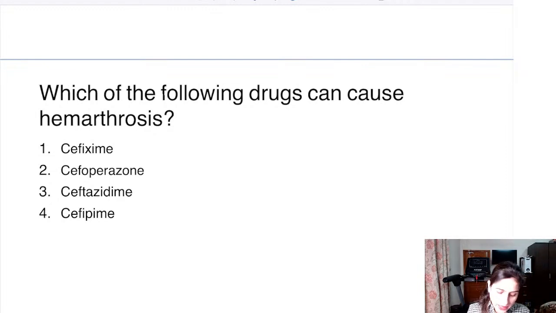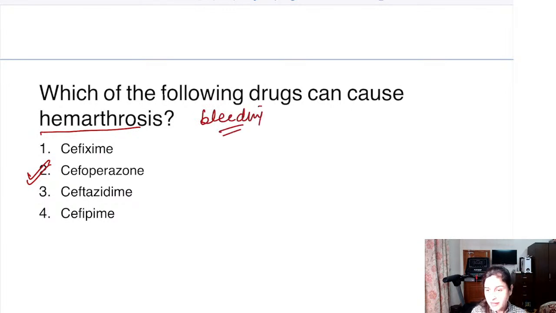Cefoperazone, very good. Cefoperazone, excellent. Yes, it is cefoperazone. Hemarthrosis, basically heme is blood, so there is bleeding. I cut the question short; the original said the patient goes on warfarin and then which of the following drugs we will not prefer because bleeding started. So I've just twisted the question: which drug can cause this? Anytime there is bleeding and a cephalosporin is given, you know you have to answer which of them is associated with bleeding.